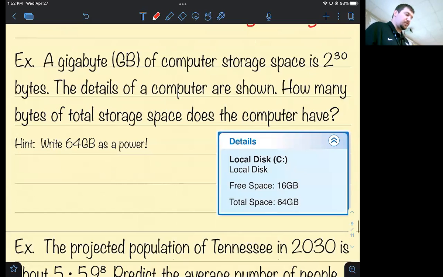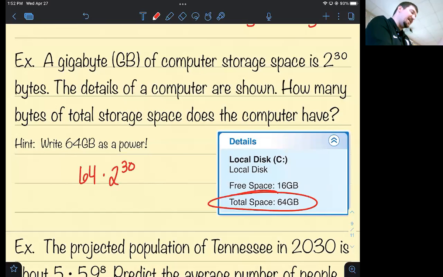A gigabyte of computer storage space is 2 to the 30th power bytes. The details of a computer are shown. How many bytes of total storage space does the computer have? The computer has 64 gigabytes of storage space, and each gigabyte is 2 to the 30th power. So 2 to the 30th power times 64, but 64 is actually a power of 2. 64 is 2 to the what power?